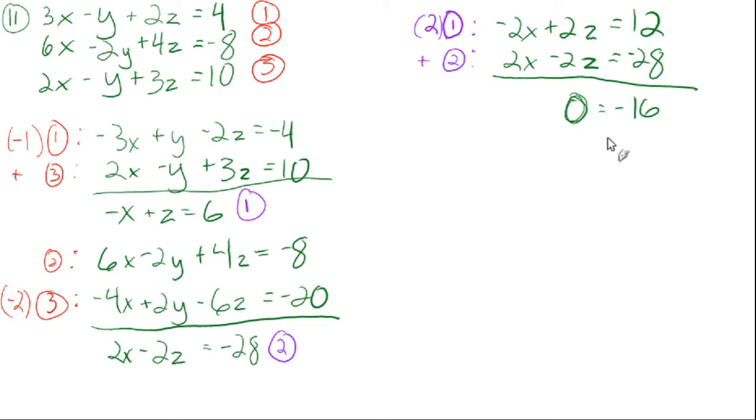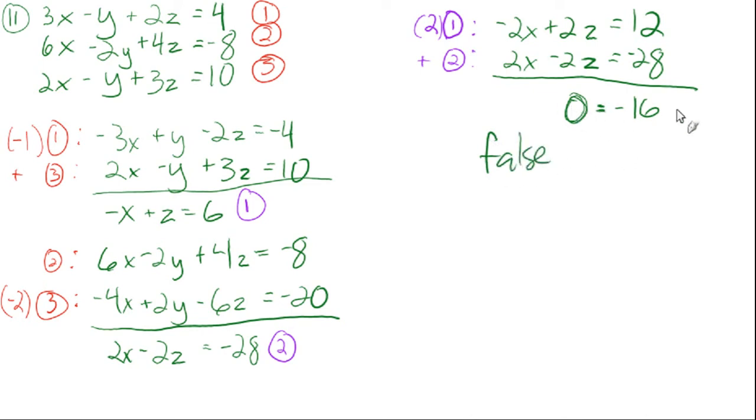So 0 equals negative 16. That is never true. There's nothing that we can do about it. We can't make it be true because we have no x's or z's left to do anything to this equation. It just says 0 equals negative 16. So this system, the way it's written, produces this 0 equals negative 16, which is false. This can never be. And we can never change it.